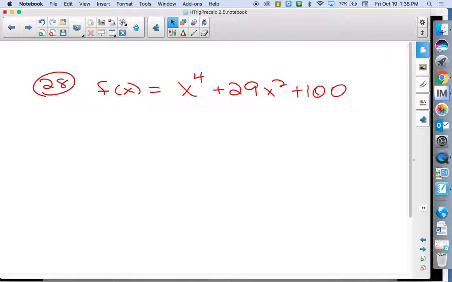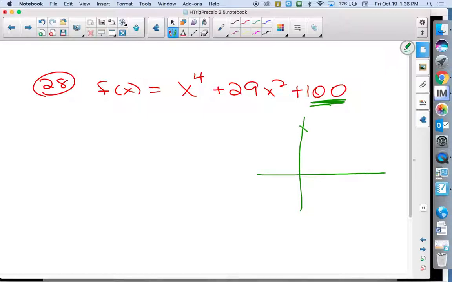28 says x to the fourth plus 29x squared plus 100. And this one's a special problem because when you look it up in the calculator, what do you notice about the graph? It's weird. Anybody, Libby, do you know? It doesn't go through the x-axis because the y-intercept is all the way up at 100.